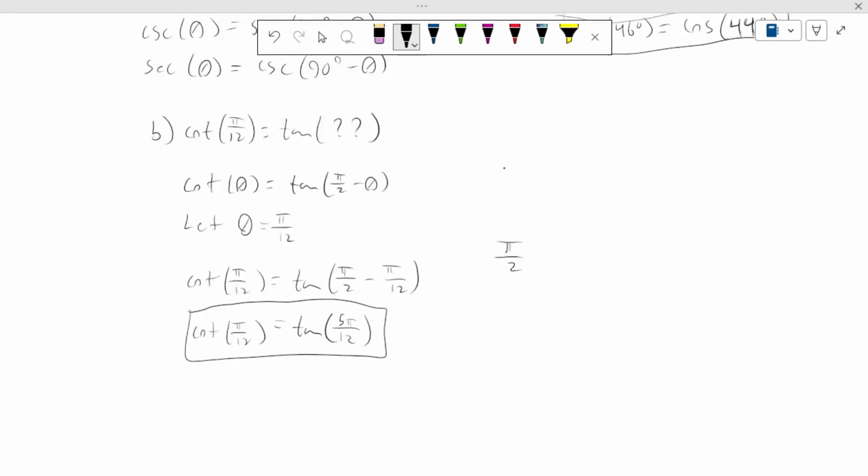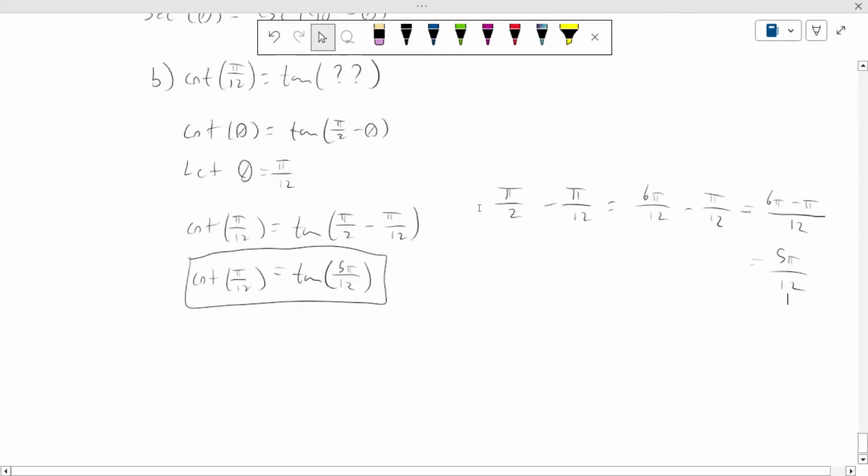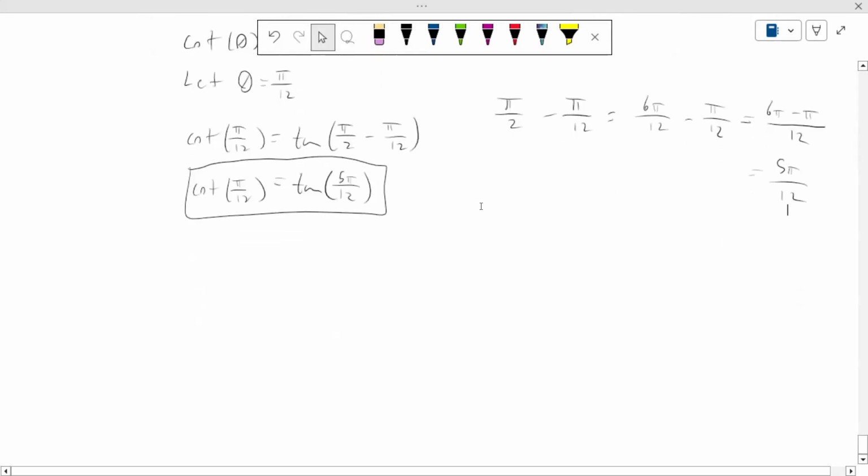Here's my algebra. Pi over 2 minus pi over 12. That's the same thing as 6 pi over 12 minus pi over 12, right? Getting a common denominator, so I multiply by 6 on the top and bottom here, right? And then now, since we have a common denominator, we can subtract them, right? So 6 pi minus pi is 5 pi over 12. Okay. All right, any questions on that?